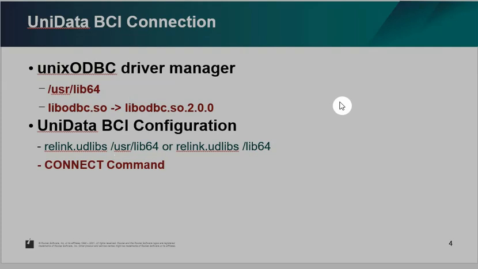So that's the Unidata side. If you want to use BCI, you must use the Unix ODBC driver manager. It's called libodbc.so. The file will reside in a system library, which may be called /usr/lib or lib64. For Unidata, you need to run the relink.udlibs command to redirect libodbc.so from the Unidata dummy library to become the Unix ODBC driver manager. Then you can run the connect command.